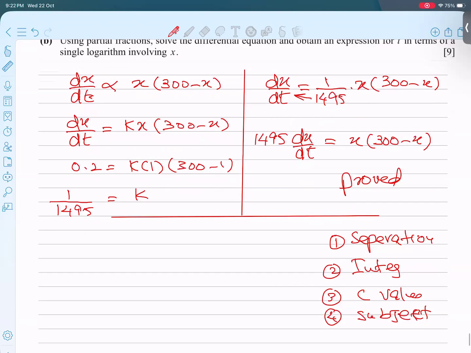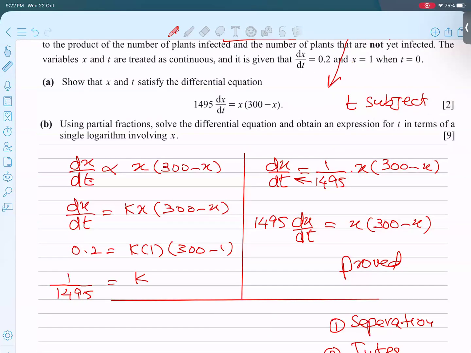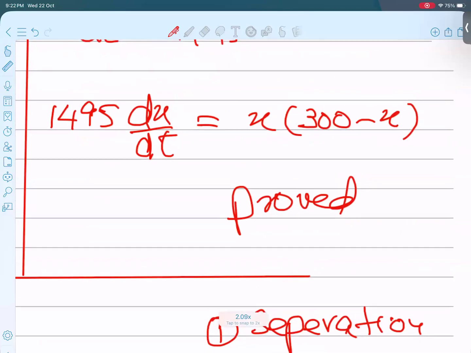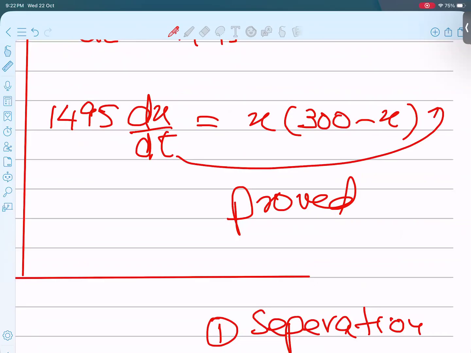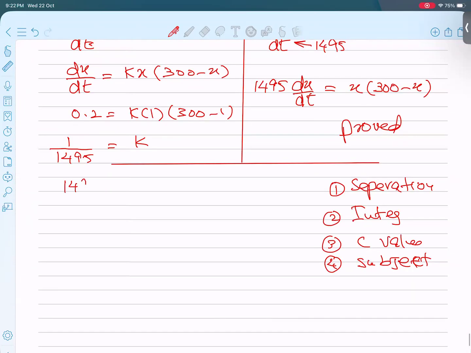First of all, because my subject is t, I will write t on the left hand side. So this dt will multiply here. Look, students, what I get then is 1495 dx equals x times (300 minus x) times dt.